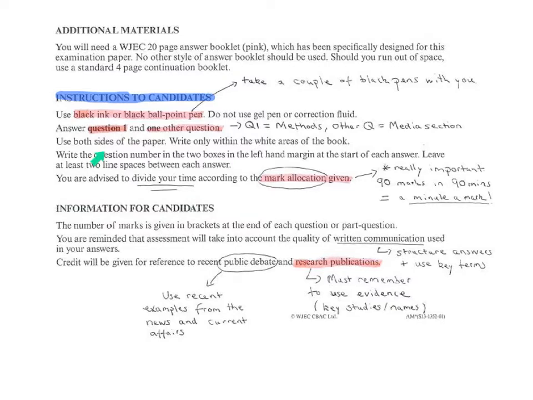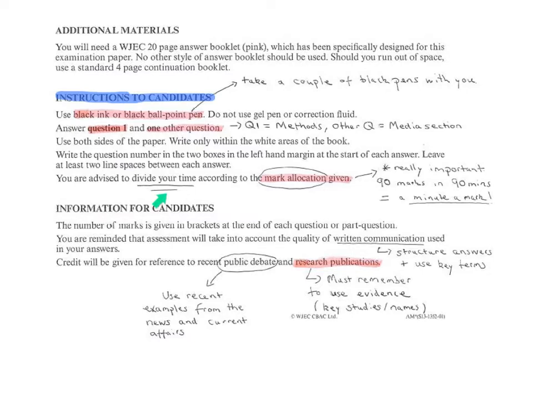We can see that you've got to answer question 1 and one other question. So question 1 is the question on research methods, and there are 2 parts to that question, and the other question is the media section of SY2, and again there are 2 parts to that question, a 20 marker and a 40 marker. The last instruction for candidates is another reminder about time management.